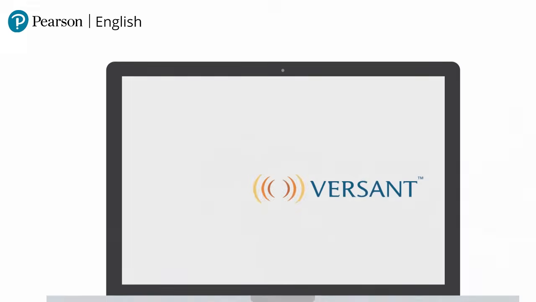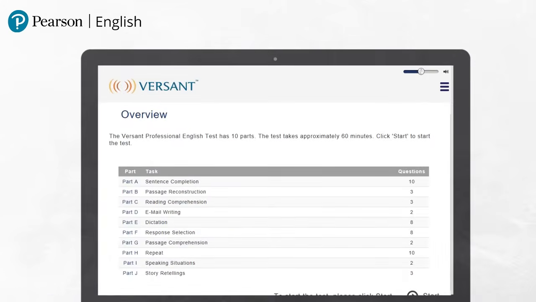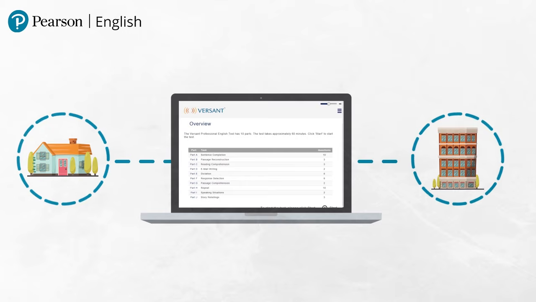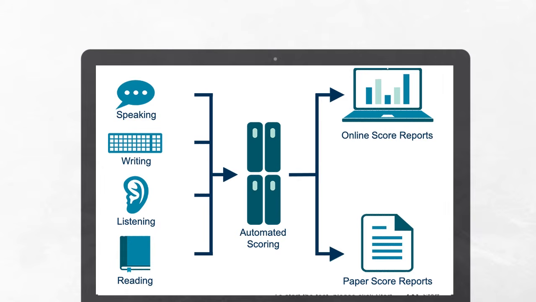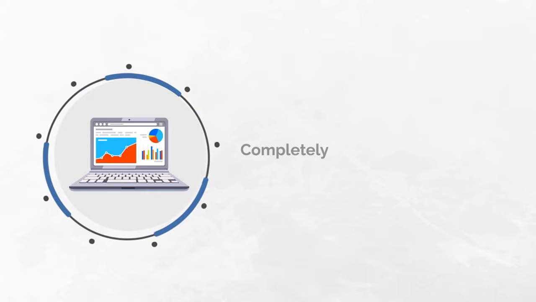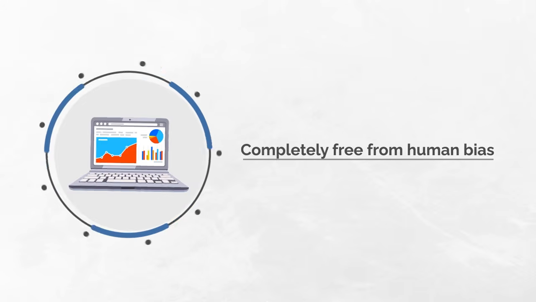The Versant Professional English Test is 1 hour long and can be taken on a desktop computer or laptop. If you are taking the test for a specific organization, they will provide guidance on whether you can take the test from home or at some other location. Test responses are all scored automatically by Pearson's patented AI scoring technology, so test results are fast, consistent, and completely free from human bias in race, age, gender, or accent.